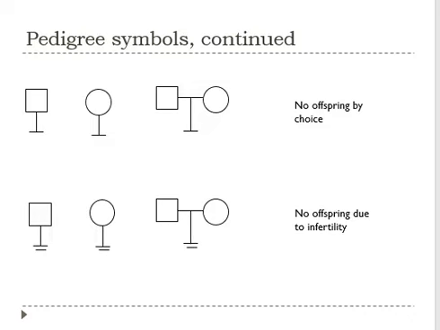Here we have some additional indications of the symbols. When a male does not have children, there's a line with a dash, and here's a female with a line and a dash. Here we have a couple with no children by choice, but when there's infertility, there's a double line here. That means they've been trying to have children and not been successful.